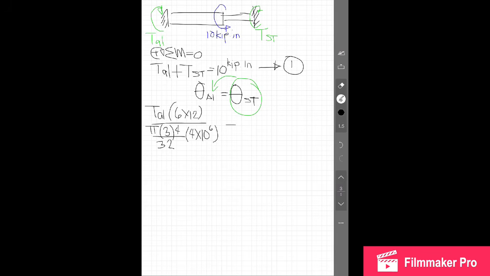So magiging minus the T of the steel multiplied by the L. So given lang din naman 3 feet. So again, multiply mo lang ng 12 para maging inches siya over pi D raised to 4 over 32. So given naman yung diameter niya na 2 inches, 2 raised to 4 over 32, times modulus of rigidity na 12 times 10 to the 6 psi. So that will be equal to 0. So let this be your equation number 2.